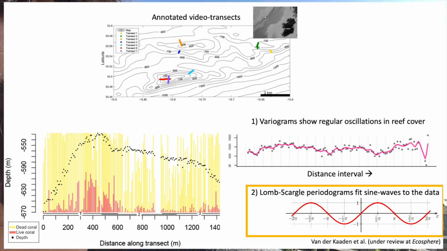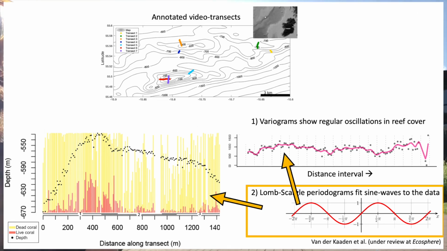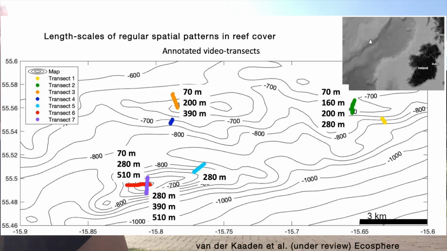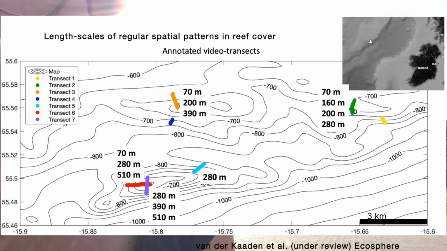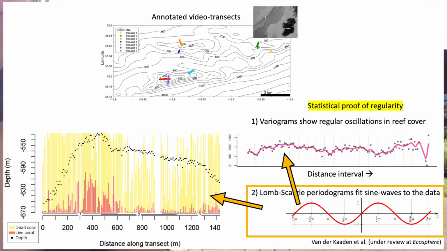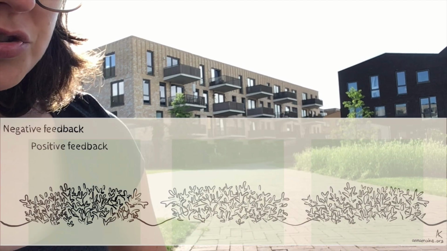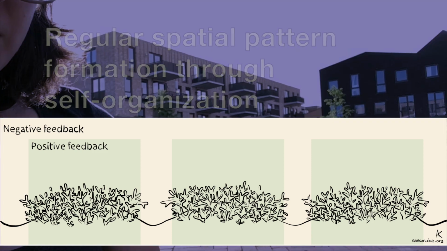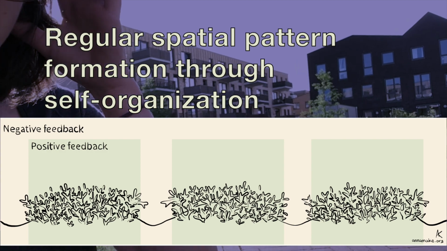We produced Lomb-Scargle periodograms for the raw data and for the variograms and found indications for regular spatial patterns in reef cover. The length scales of these patterns compare well with other studies, but we provide statistical proof that the patterns in the cover of coldwater coral reefs are regular and that these patterns occur in the reef and not only in the topography.